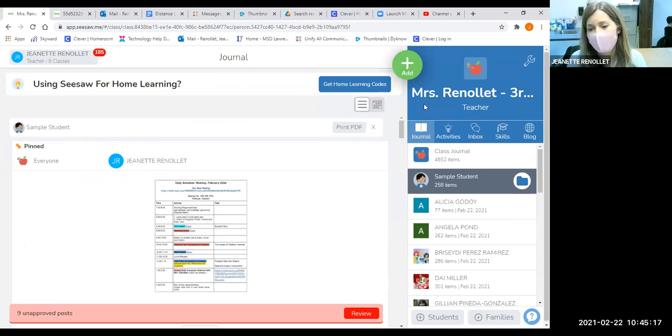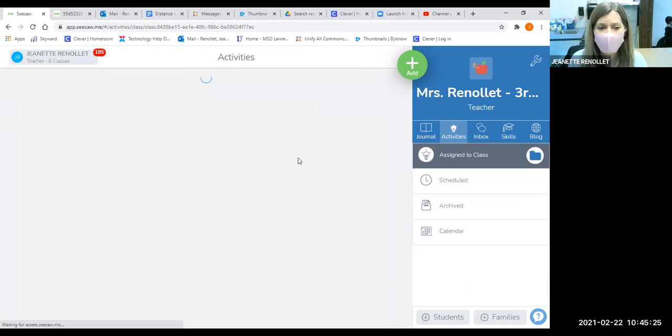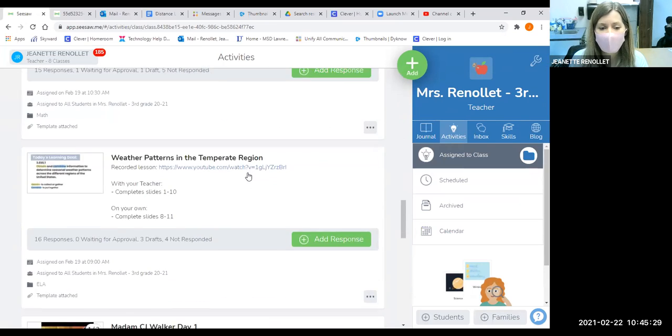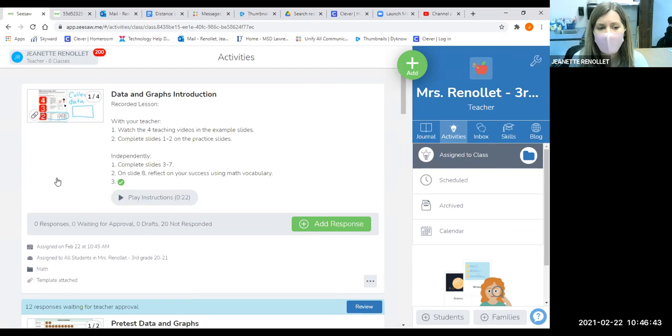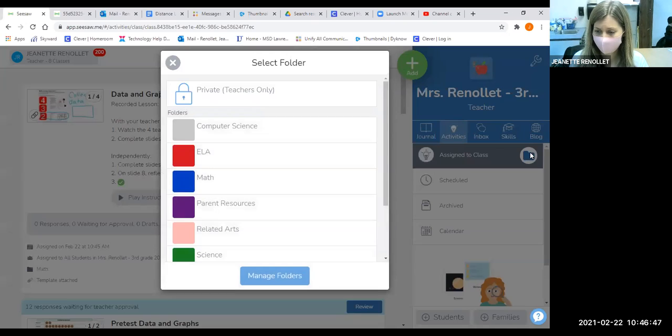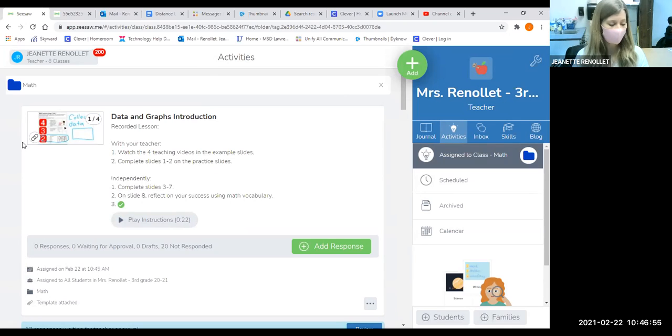Now that we are done with our pre-test, we are going to start our lesson for today. Our lesson for today is all about graphs and data. So we have been practicing fractions so far, but now it's time for us to start a new assignment. On Seesaw, please go to Activities, Assign to Class folder, blue Math folder, and our lesson for today is called Data and Graphs Introduction. Go ahead and open our task together.